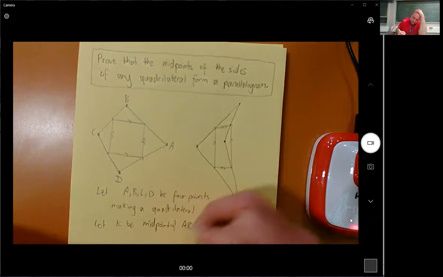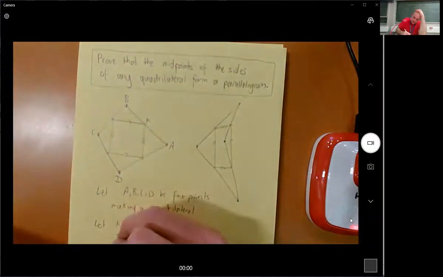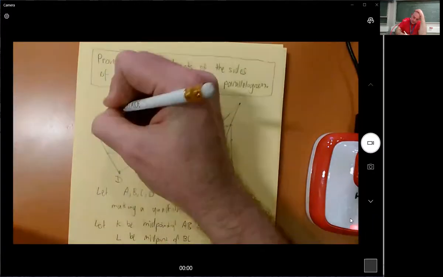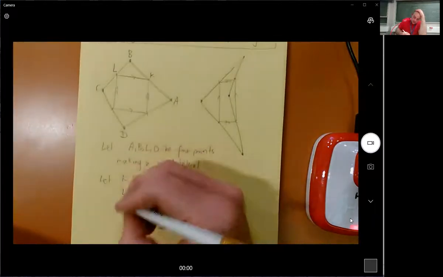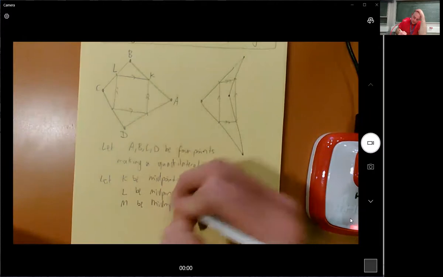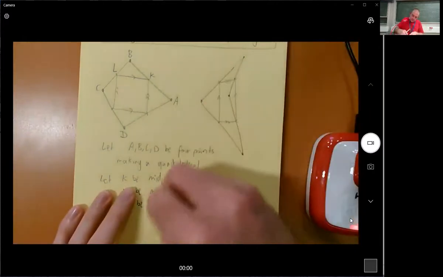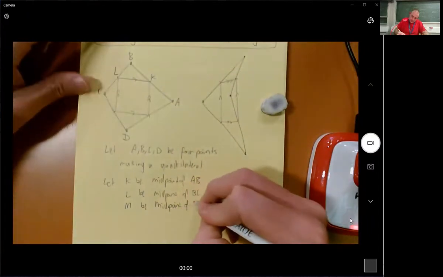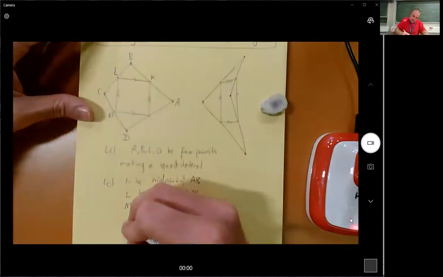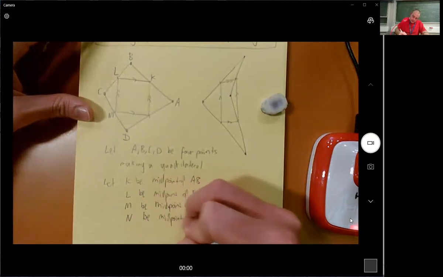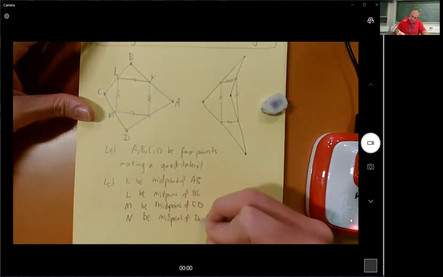of AB. L be the midpoint of BC. M be the midpoint of CD, and N be the midpoint of DA.